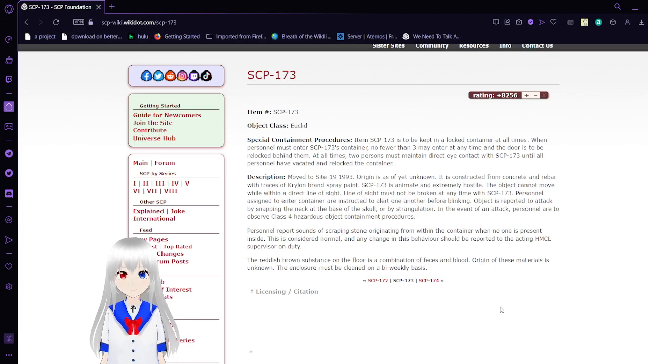Item number SCP-173. Object class: Euclid. Special containment procedures: SCP-173 is to be kept in a locked container at all times. When personnel must enter SCP-173's container, no fewer than 3 may enter at any time, and the door is to be relocked behind them. At all times, two persons must maintain direct eye contact with SCP-173 until all personnel have vacated and relocked the container.